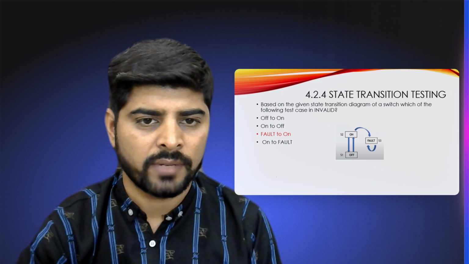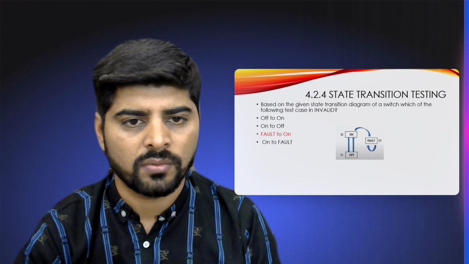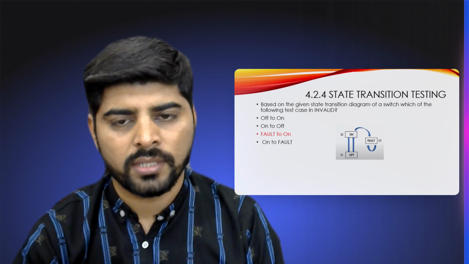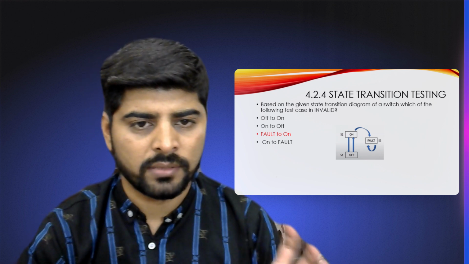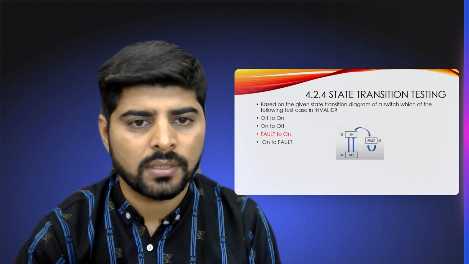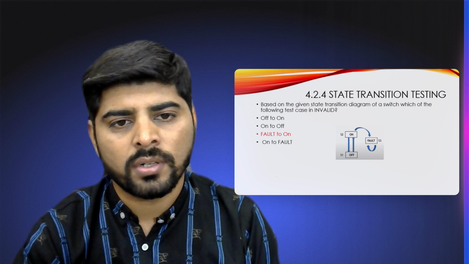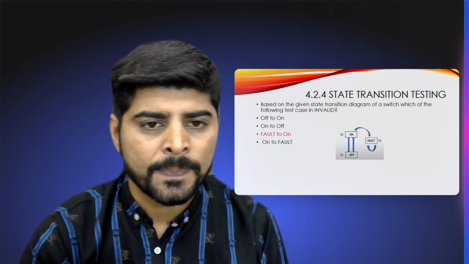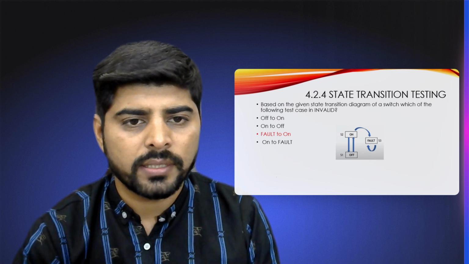So we need to identify the invalid one. You can see we have S1 state, S2 and S3. S1 state is the off state. So we have a device which is in off state that can go into on state, then from on to off, and when it is on, it can get into fault state. Then the fault state, we have S3 state.